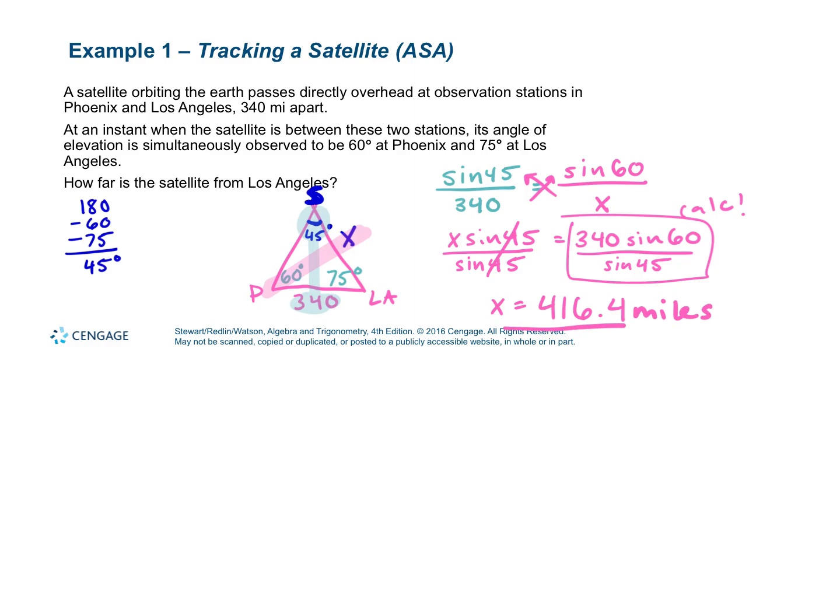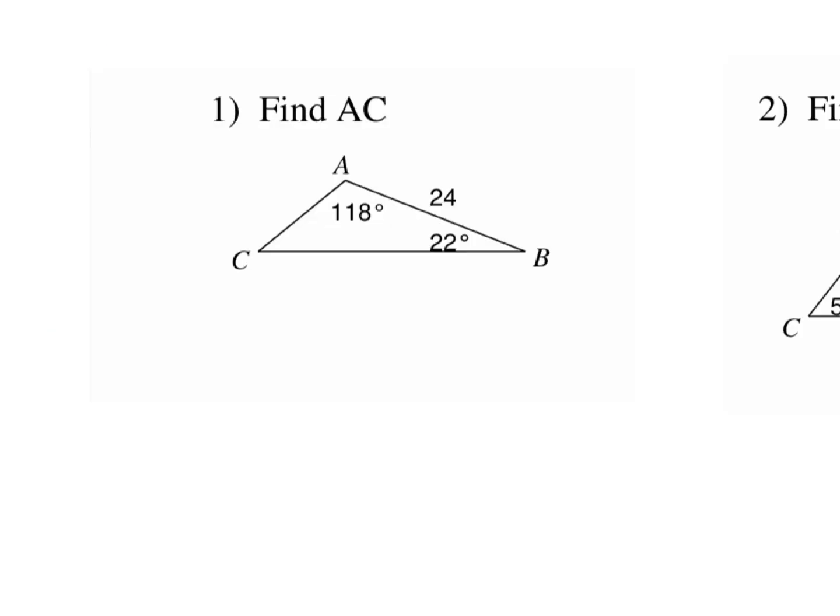So that would be our answer. So we have angle A, this will be side A. We've got angle B, this will be side B. We don't have angle C, but this will be side C because it's opposite. Now it asks us to find AC, so the side length AC. So this is what we're looking for.